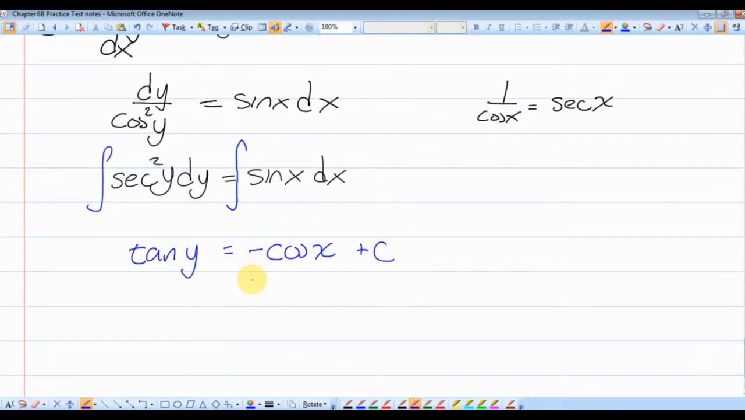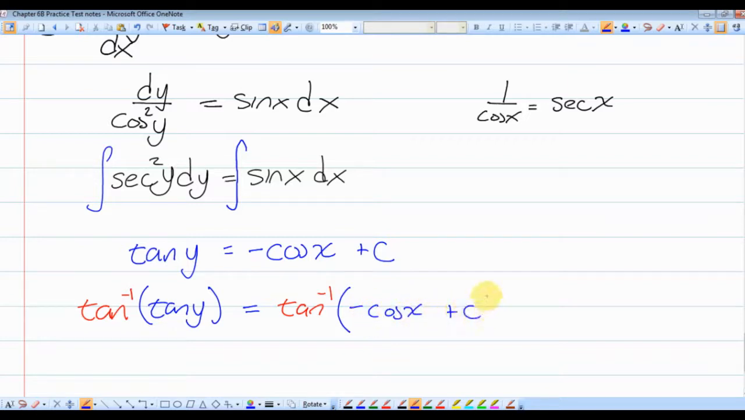And now the question is, how do I get the y out of the tangent? And of course the answer is to use an arctangent. So we're going to use an arctangent on the left side and an arctangent on the right side. So the left side is the arctangent of tangent y equals the arctangent of negative cosine x plus constant.